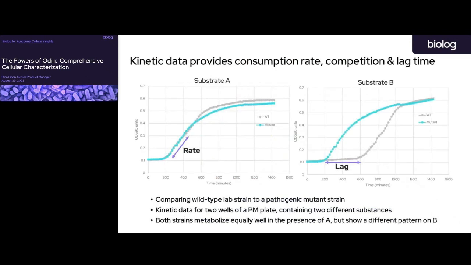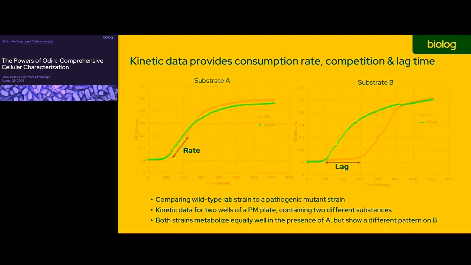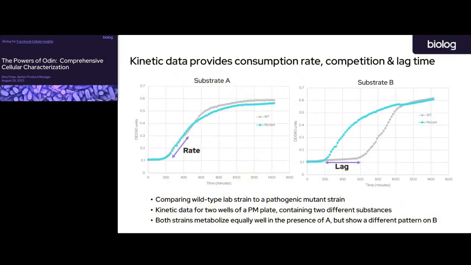Here is exactly the same story, but instead of a cartoon graph, I'm showing some real data that we're collecting on Odin. For these 2 different substrates, on the left we've got substrate A, on the right substrate B, we grew 2 different strains of E. coli. One was a wild type lab strain and one was a mutant strain. For substrate A, you can see that both strains are able to respire equally well. Those curves overlay quite nicely. We could measure the rate, and there's essentially no difference.